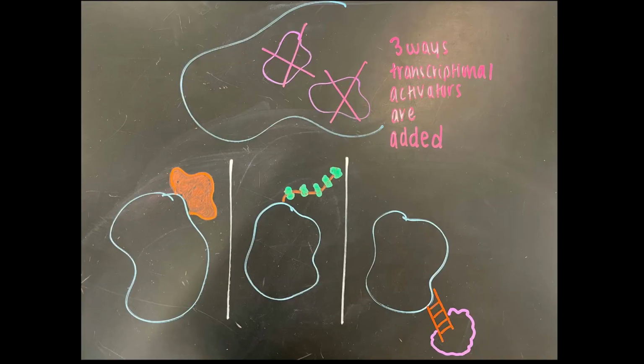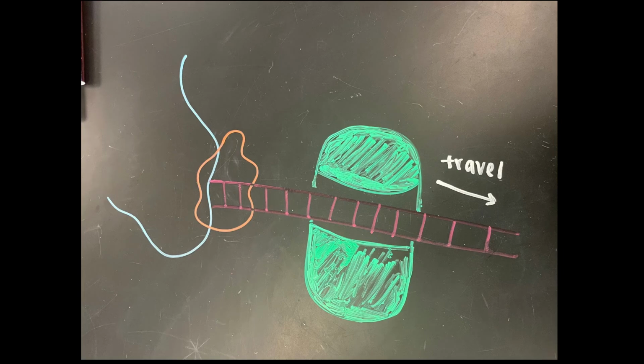CRISPR could also be used to promote gene transcription. Here, Cas9 is completely deactivated and transcriptional activators are added to the complex, fusing directly or with a string of peptides or recruited to the guide RNA. This brings transcription machinery like RNA polymerase and other factor targets to promote transcription.